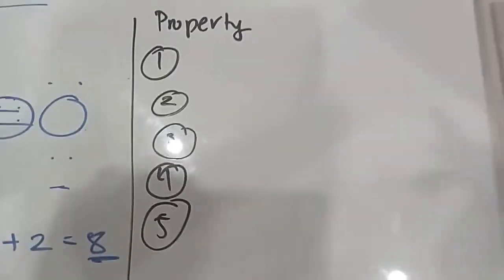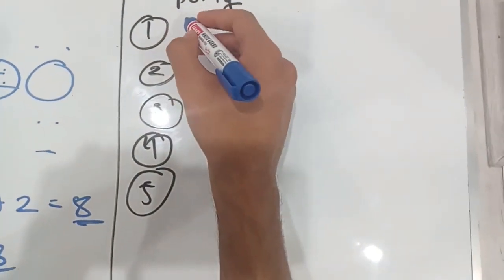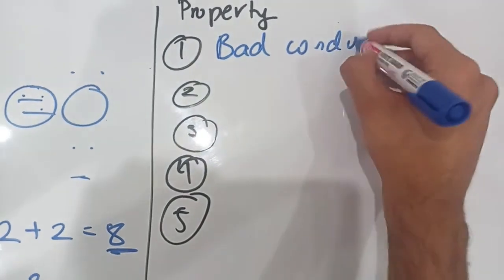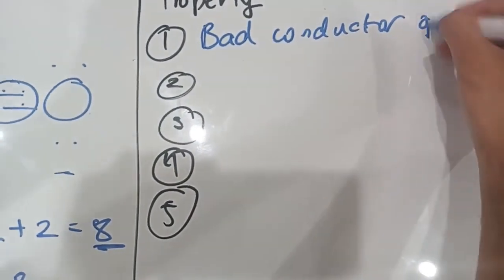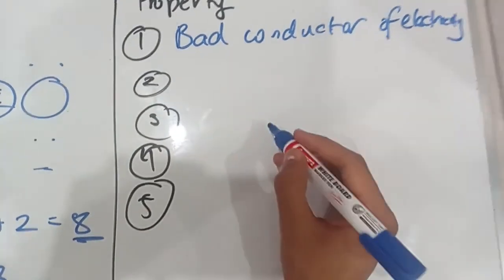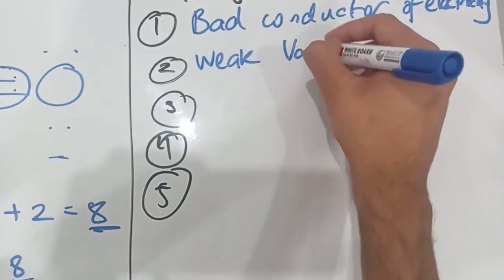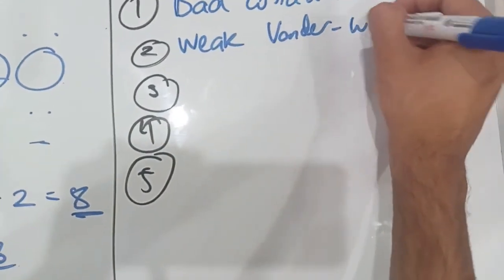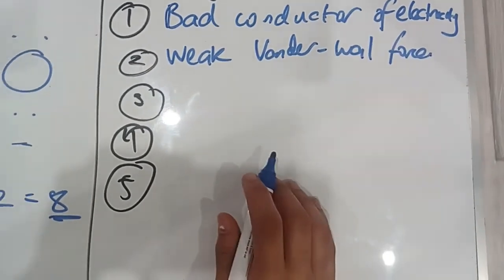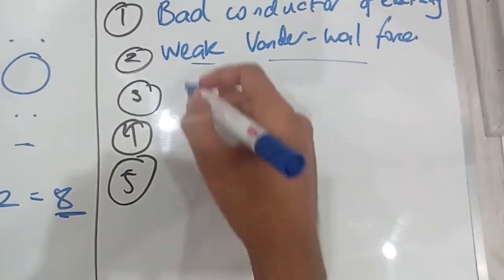Now, let's look at some properties. The first property is that they're bad conductors of electricity. So basically, most of a covalent bond is the opposite of ionic bonds. They have a weak van der Waals force. And we'll take a look at this in a bit after we look at the other 3.